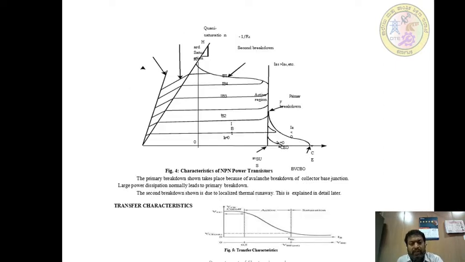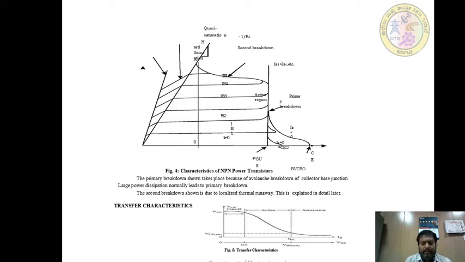You can also look at the characteristics of an NPN transistor, where you find the quasi saturation and hard saturation, and a secondary breakdown and primary breakdown. So you see how the operational response takes place at different levels. The primary breakdown takes place because of the avalanche breakdown of the collector base junction. Large power dissipation normally leads to primary breakdown.